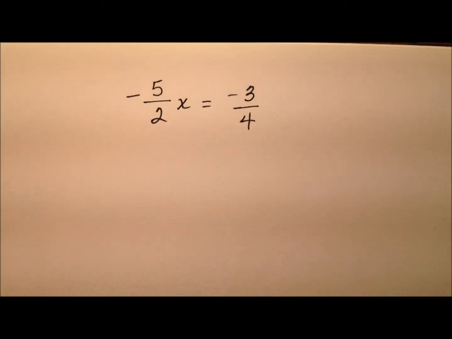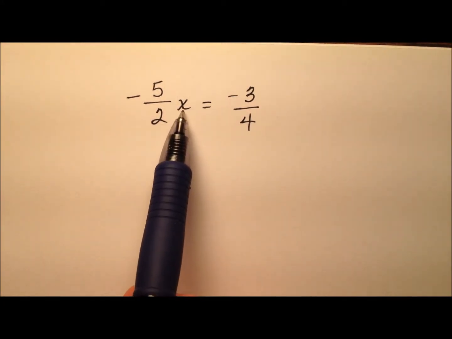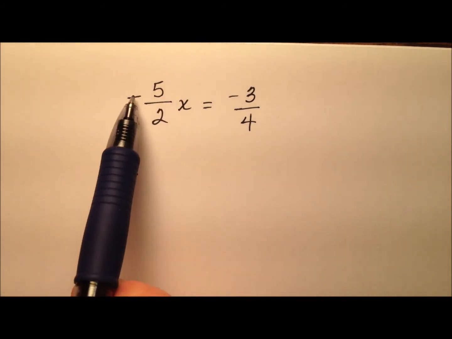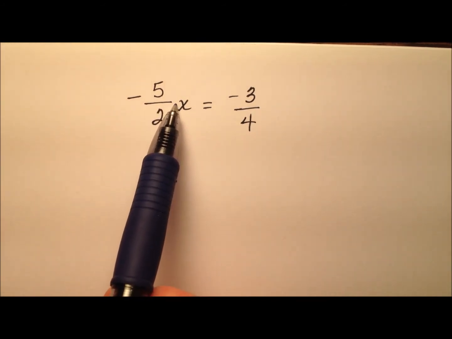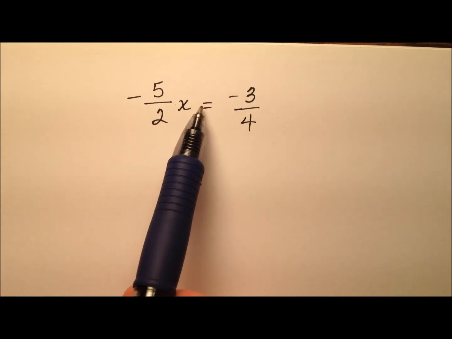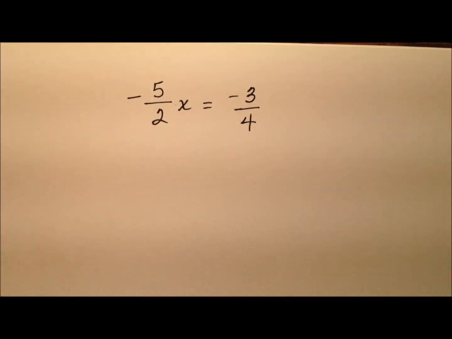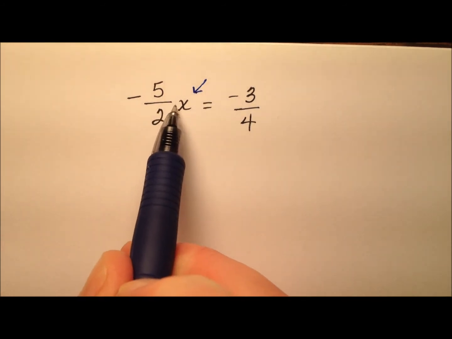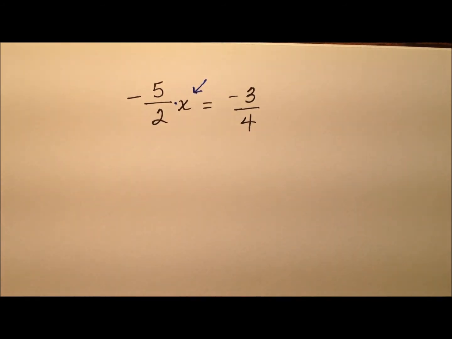In this example, we're going to go ahead and solve this equation for x, and you'll see that we have a couple of fractions to contend with. We have a negative 5 halves being multiplied by our number x, and that equals negative 3/4. So in order to isolate our variable x, we see that on the left side we have multiplication happening.